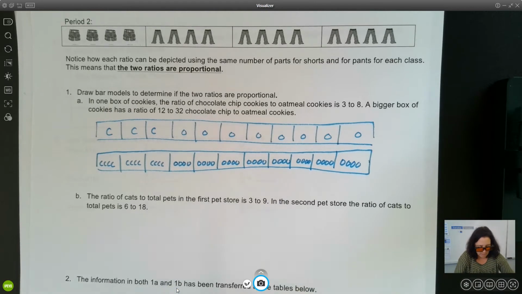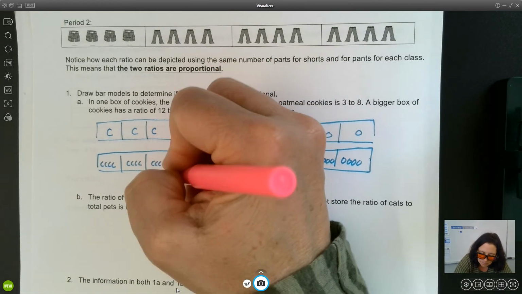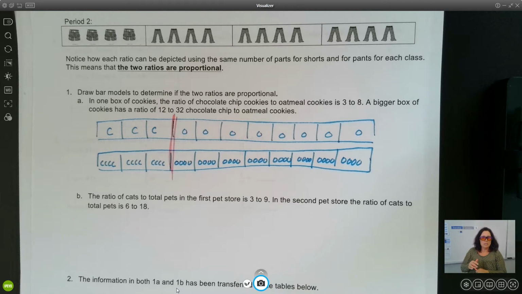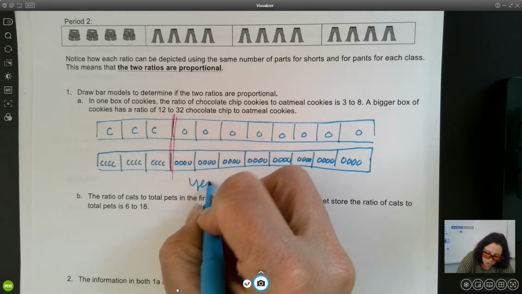Okay, so think about this right here. That's kind of the line. So you should be able to see that 12:32 is the same relationship as 3:8. Okay, so yes, these are proportional.